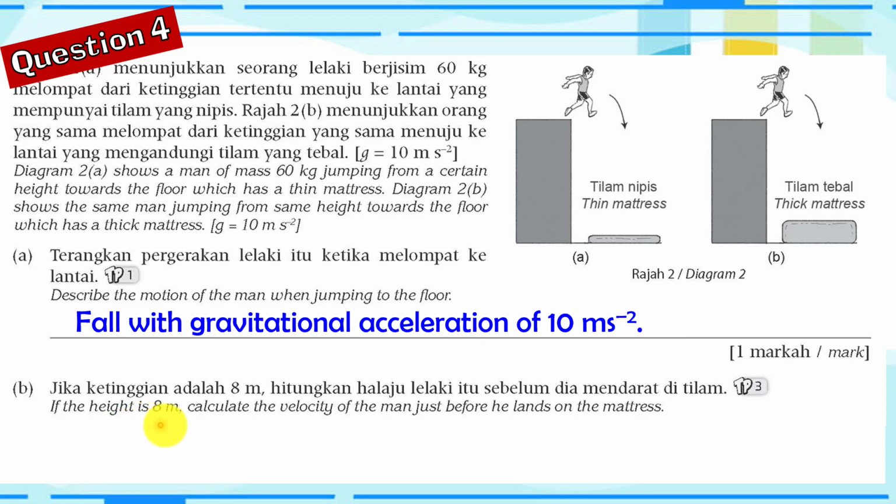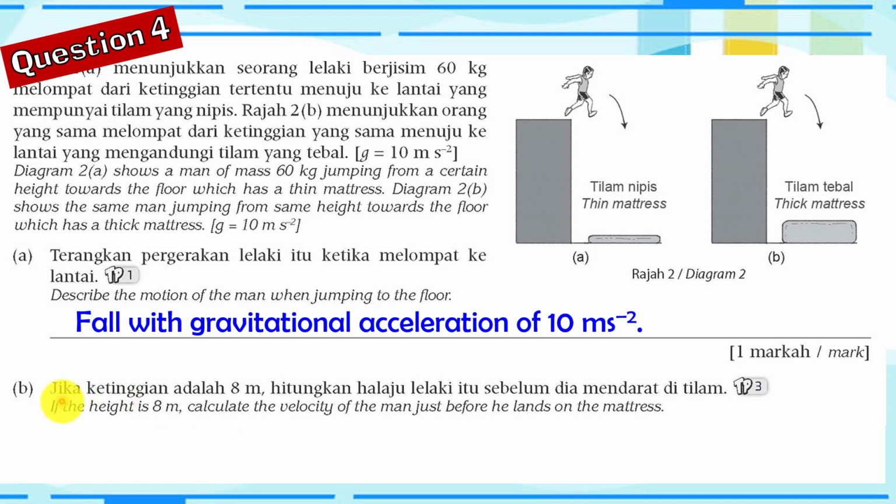Okay, if the height is 8 meter, so we just take this one, height is 8 meter. Calculate the velocity of the man just before he lands on the mattress. So that means when he just starts to fall, u equals 0. Remember, u equals 0. a must be 10. Okay, then the displacement, we know it's 8 meter. You need to find the final velocity.